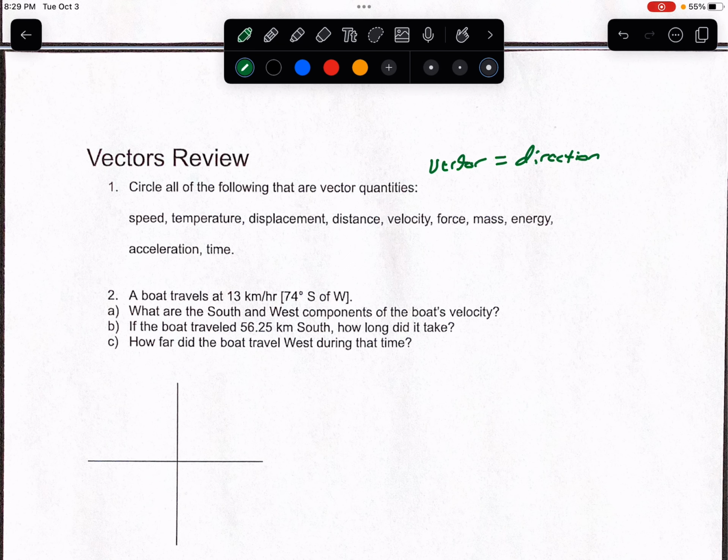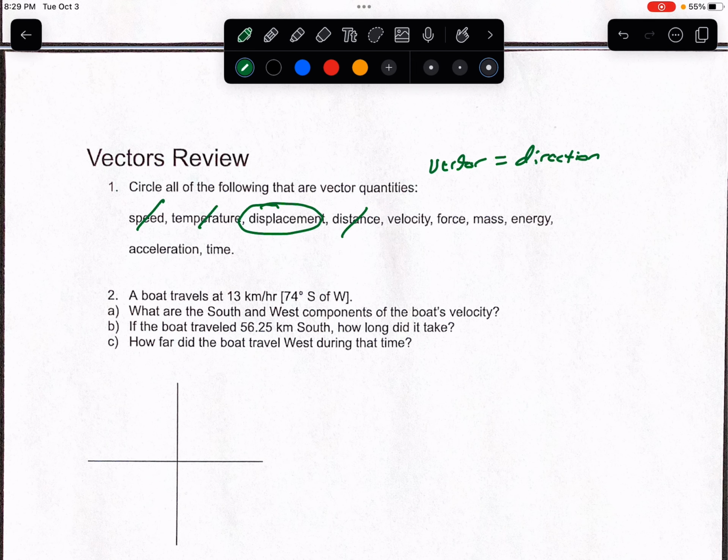Speed is scalar. Speed uses distance. It doesn't care about direction, so that's a no-go. Temperature definitely does not need direction. Displacement does care about where you are versus where you ended, so that is a vector. Distance doesn't care. You add it all up. There is no negative. So it's scalar.